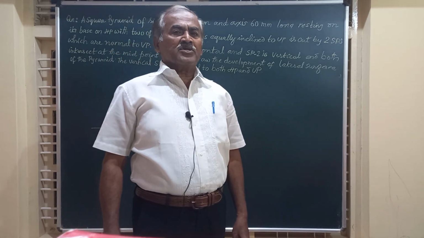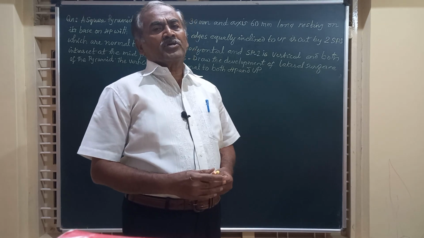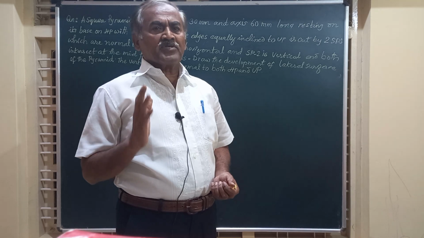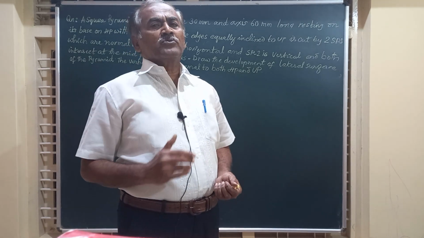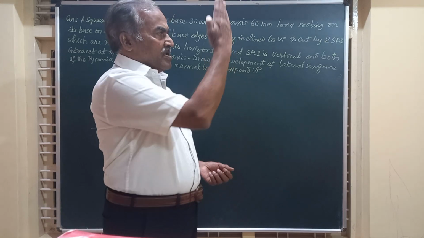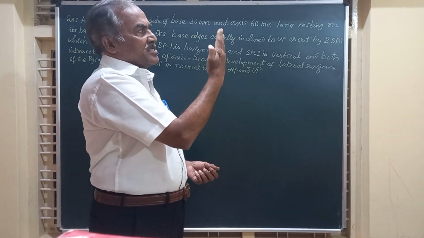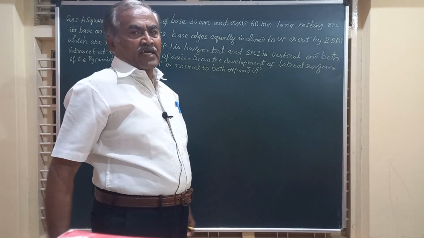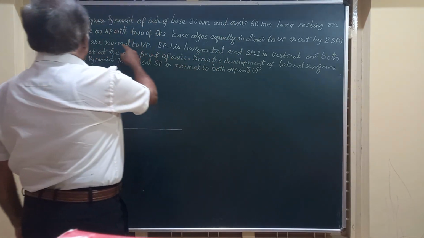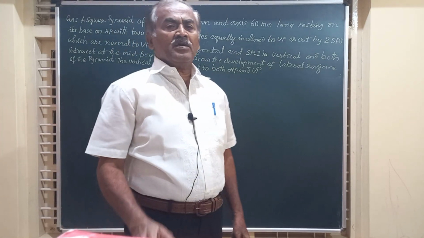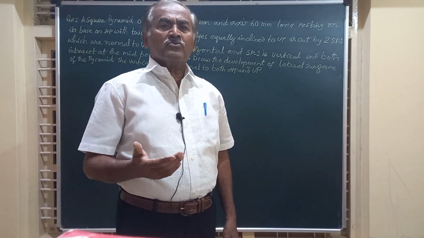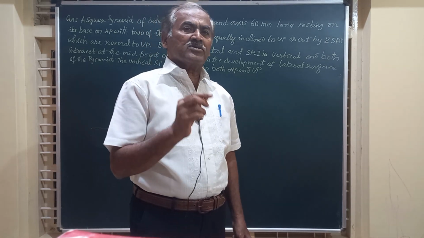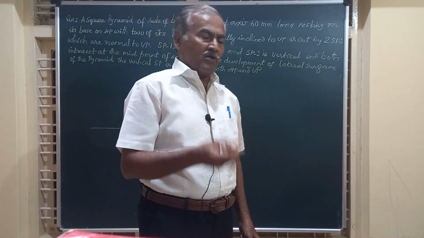And friends, in today's session, we are going to study the development of the lateral surface of a square pyramid, which is cut by two section planes, one horizontal and the other vertical. In the sense, it is perpendicular to both HP and VP, and they meet at the midpoint of the axis. And they say the square pyramid is lying on HP on its base, with two of the base edges equally inclined to VP. So friends, let us start with the front and top views of the pyramid.